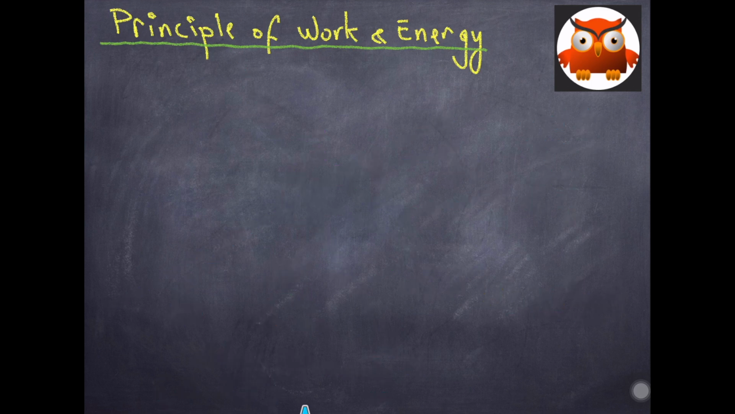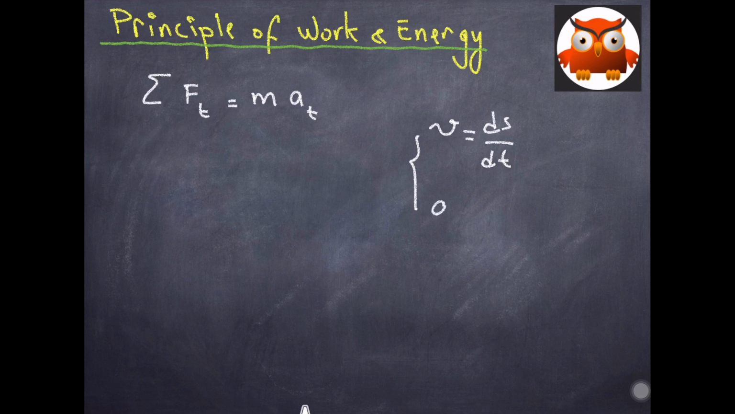So first, using the equation of motion, we have the sum of the forces in the tangential direction is equal to the mass times tangential acceleration. Now, if you recall, we have v equal to ds over dt. So the velocity is simply the derivative of the position with respect to time, and the tangential acceleration is the derivative of the velocity with respect to time. If you divide v by a_t, or the inverse, what do you get? You get a_t equal to v dv over ds.